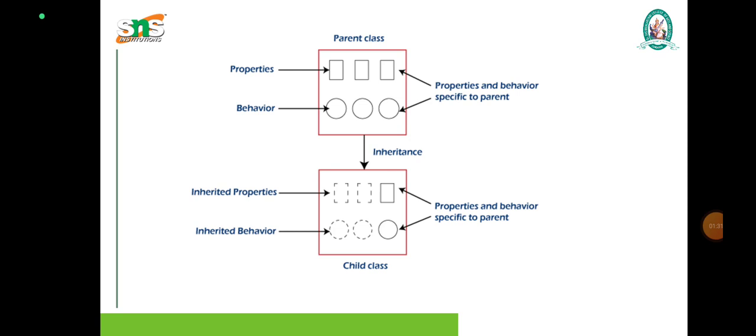So here let us see an example in a diagram. First one is the parent class. It consists of properties and behavior. The properties are in the squares and the behavior are in the circles. These are the properties and behavior specific to the parent. Then in the next class, using the keyword extends, we can use the inheritance and we can show the inherited properties as dotted pictures. That is the child class. The properties and behavior of the parent are given in the child class also.